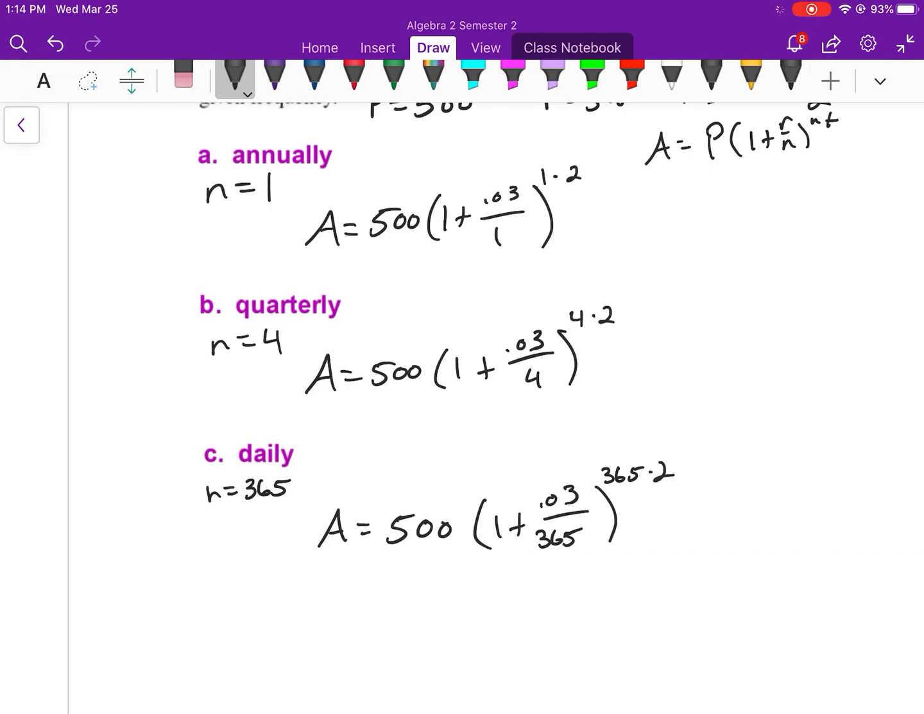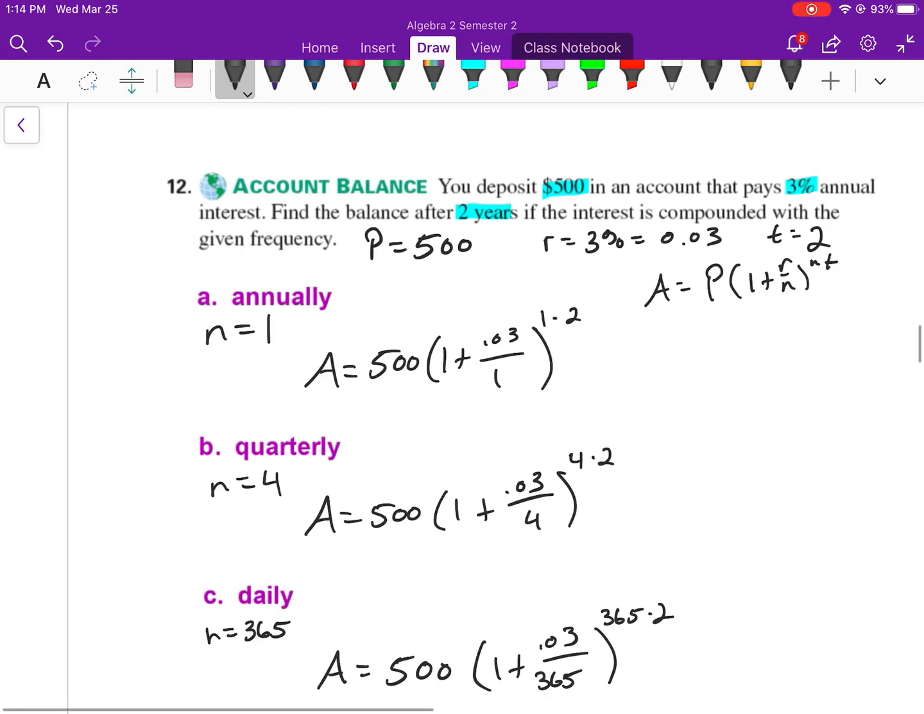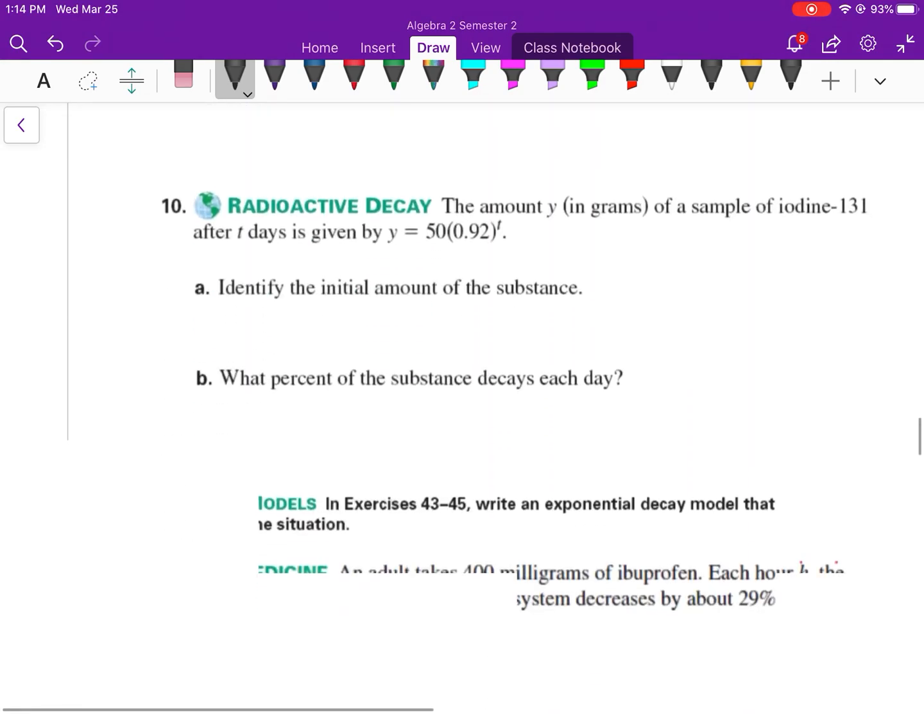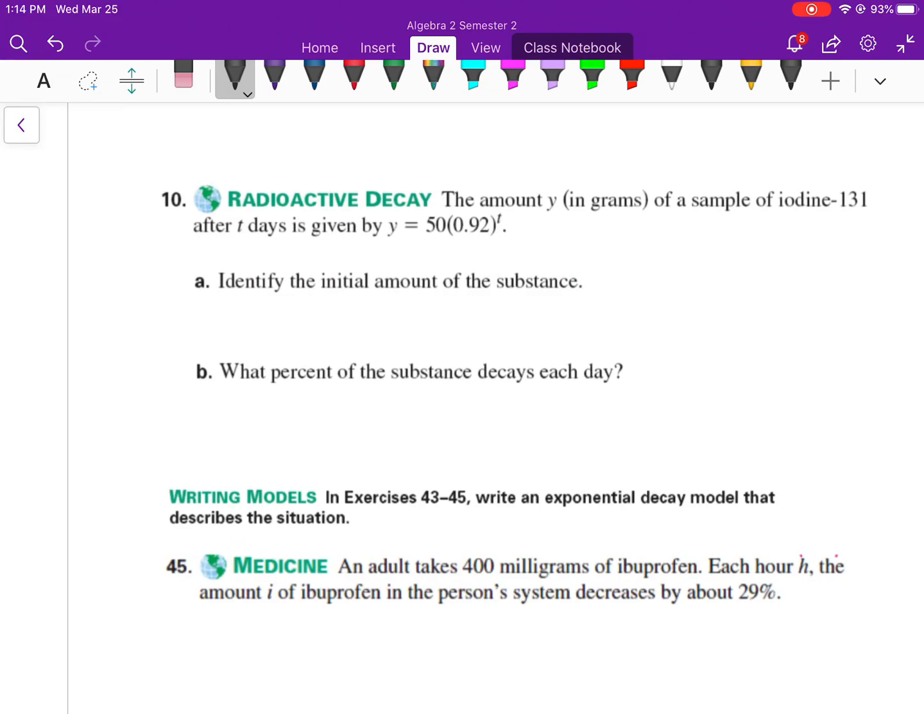Okay, from there, it's just a matter of plugging it into your calculator, which I'll allow you to do. The biggest thing with these word problems is the setup and making sure you're plugging things into the proper place.